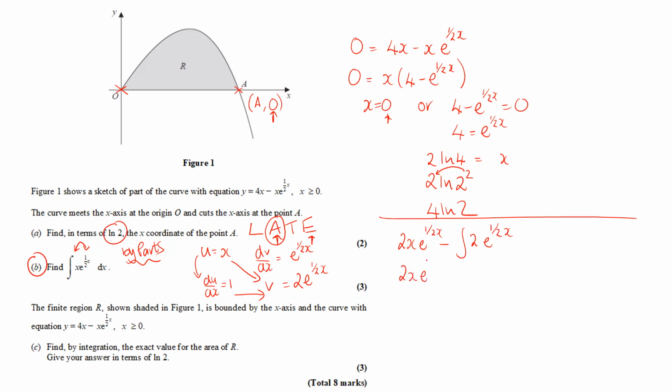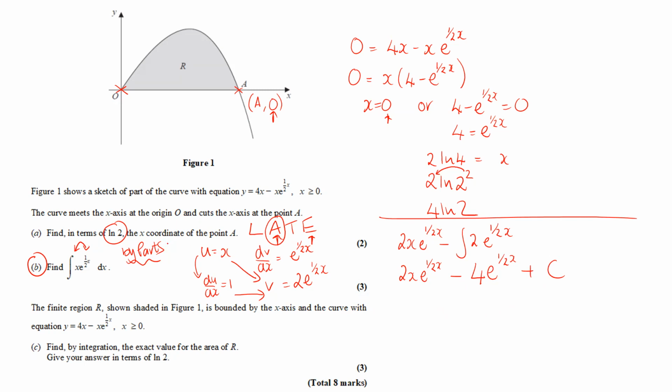So 2x e to the half x minus, now this is something we can integrate. The 2 is just going to join in. We're going to get e to the half x again, but then it's going to be times by 2 again. So we'll have a 4, and that will be us, plus c. Everyone okay with by parts?